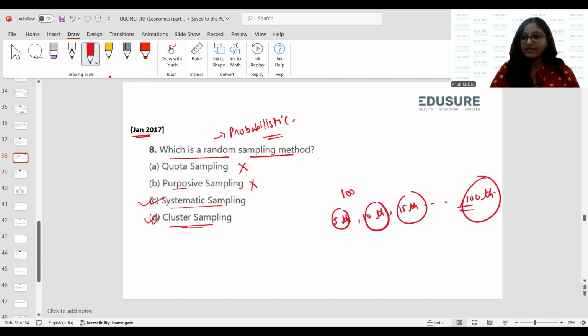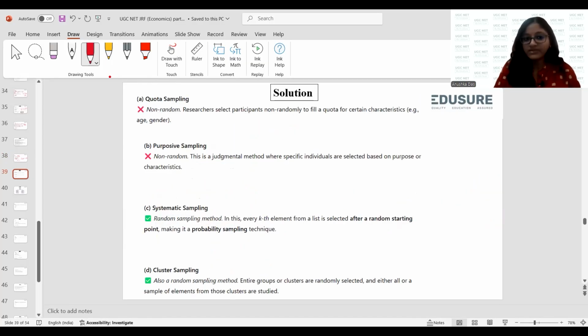Cluster sampling means that, depending on the nature of the sample, some homogeneous property has to be there in the sampling. On that basis, you will divide into different clusters, and that is also probability sampling. So C and D both are probability sampling. The first one is not. Here I have given you the explanation for that.